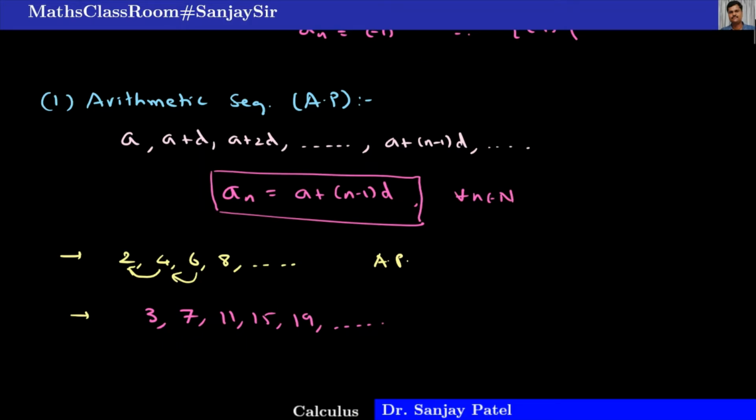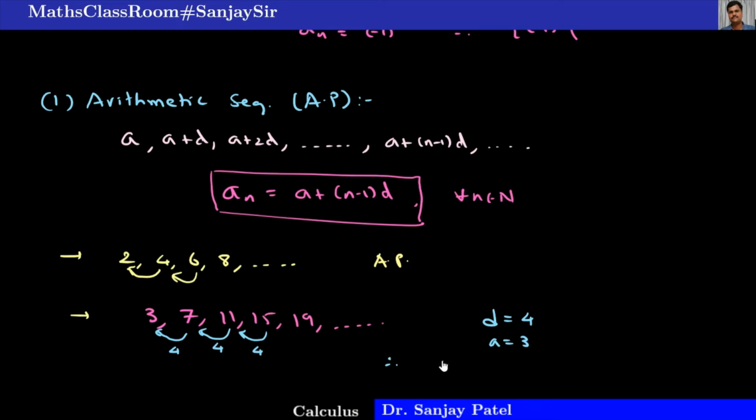Now if you check the difference between two consecutive terms, 7 minus 3, this difference is 4, 11 minus 7 is also 4, 15 minus 11 is also 4. Likewise, if you observe, the difference between any two consecutive terms is 4, that is called the common difference, and we denote it by d. So d is equal to 4 here, and the first term a is equal to 3.